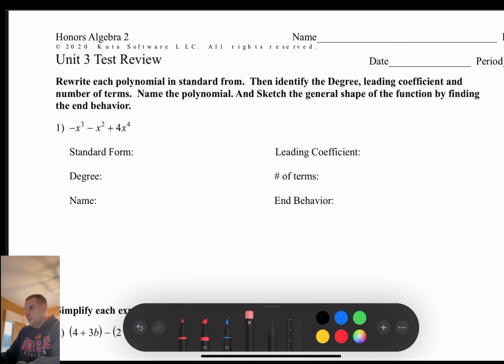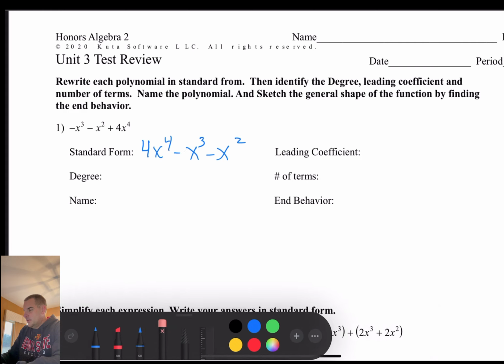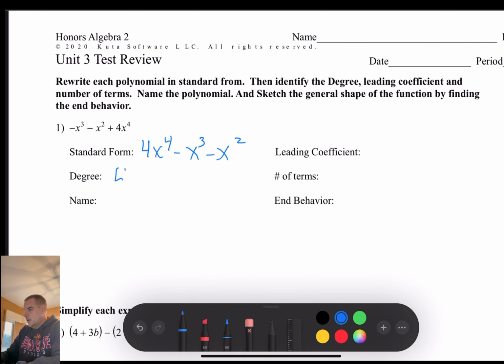Okay, so standard form. Remember, when you're putting things in standard form, you need to write them in order from the greatest to least. So we've got 4x to the fourth minus x cubed minus x squared. Degree of fourth. Fourth degree. We're not going to worry about the name. I'll take that out of the test.